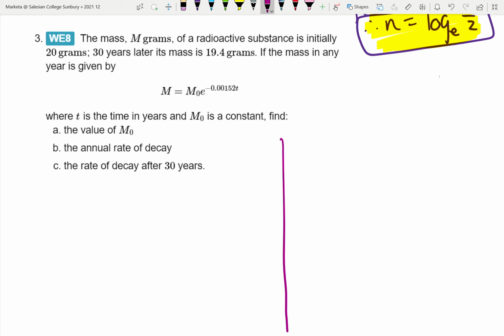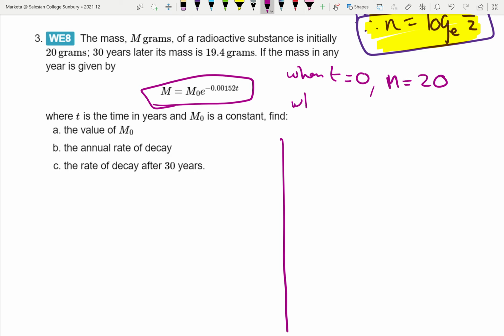So the mass in grams of a radioactive substance is initially 20 grams. 30 years later, its mass is 19.4 grams. If the mass in any year is given by that, then we do what we need to do. So initially, it says the mass is 20 grams. So when t equals 0, i.e. initially, M equals 20. And when t equals 30, so 30 years later, M equals 19.4.